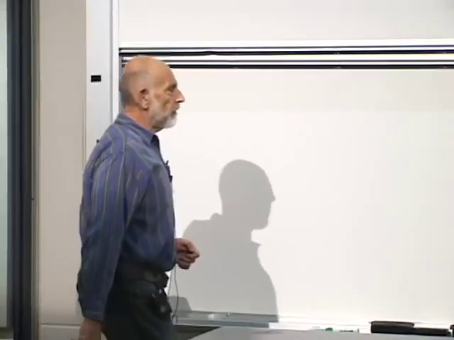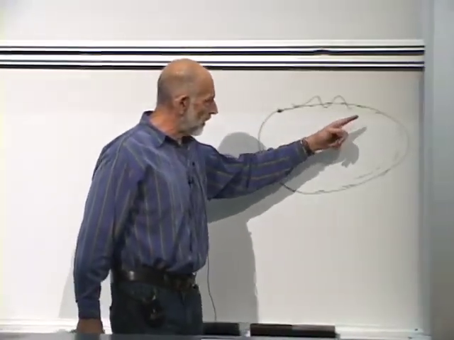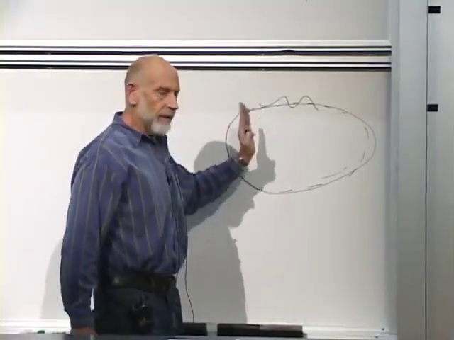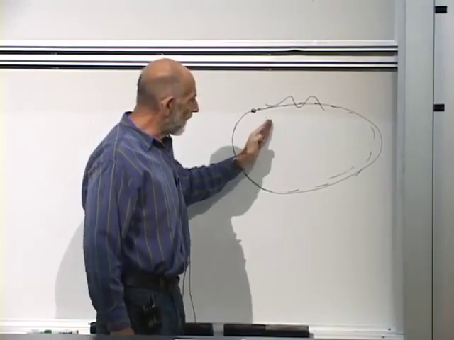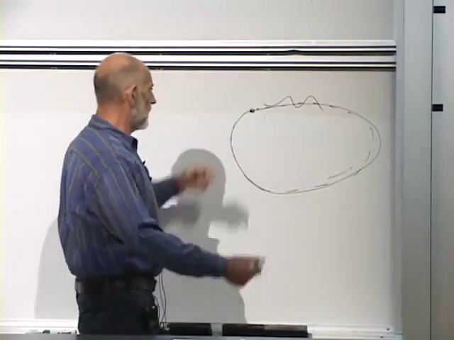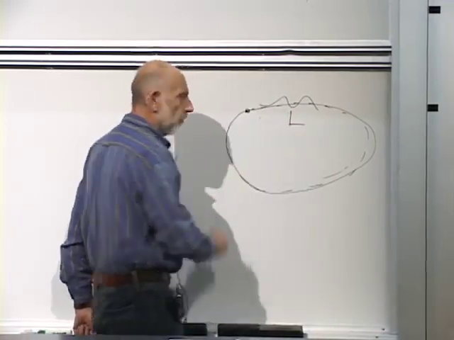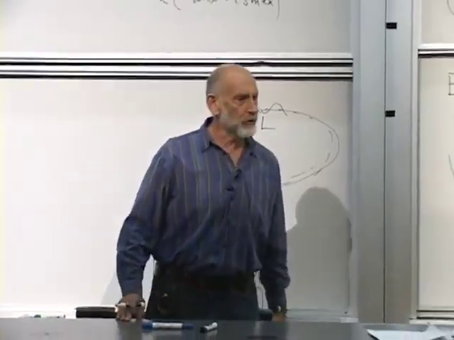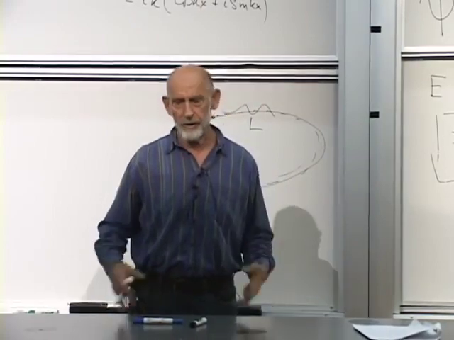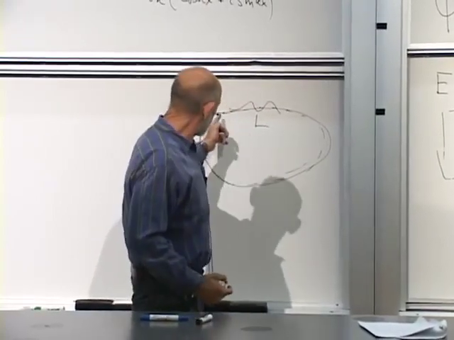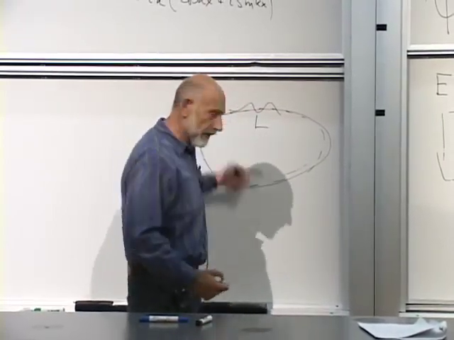Well, first of all, it's obvious that an integer number of waves must fit. Let's give this distance around here a name. Let's call it L, L for length. If it were a circle, it would be the circumference, but let's just call it L: the total distance around from beginning back to beginning again.